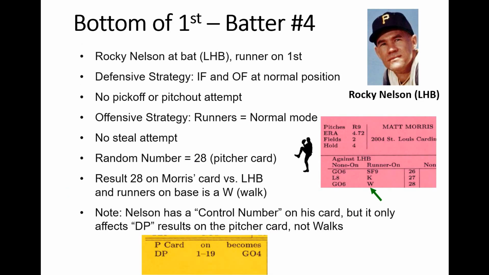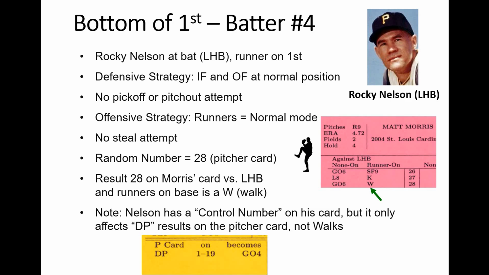Okay, batter number 4, Rocky Nelson, left-hand batter, runner on first. So we've got the normal defense, no pickoff or pitch out. We've got normal mode for runners, no steal attempt. Random number 28, which again is on the pitcher card, and 28 on the pitcher card for Matt Morris is a walk. And so against a left-hand batter with runner on, it's a walk.